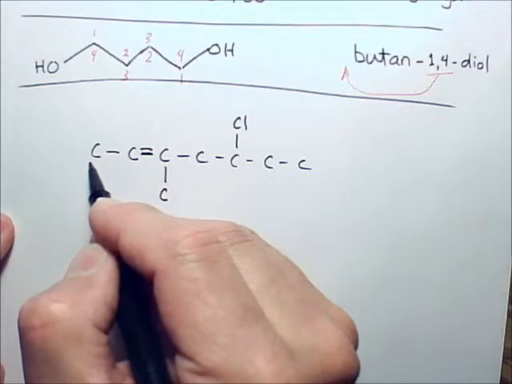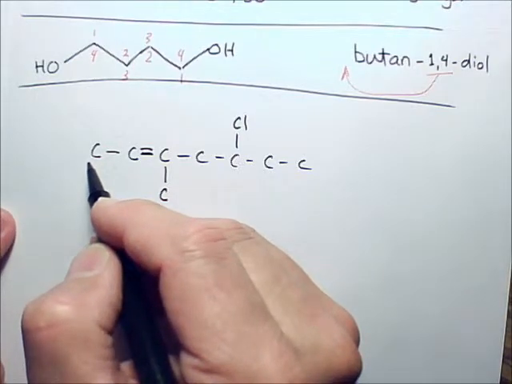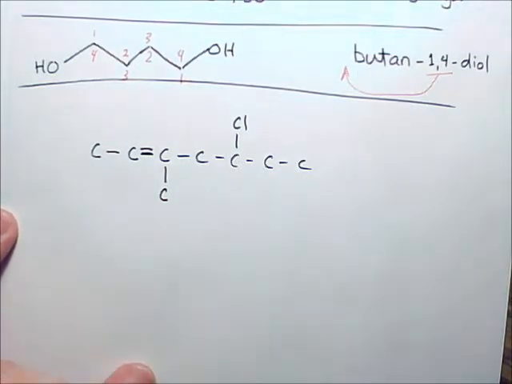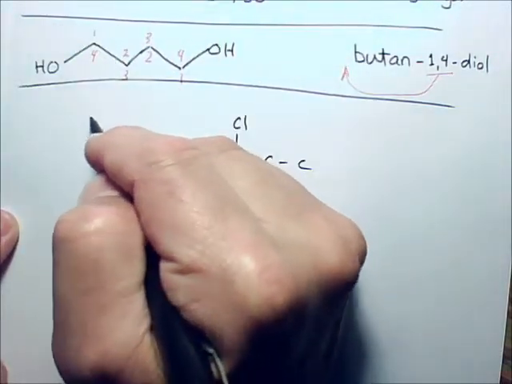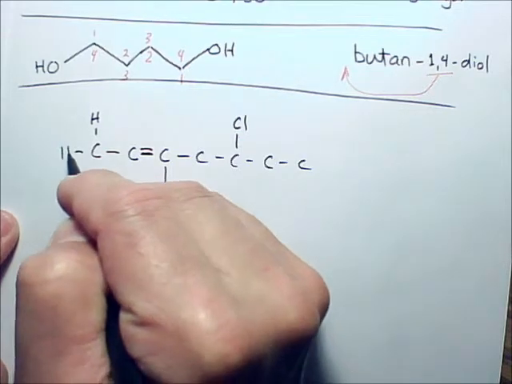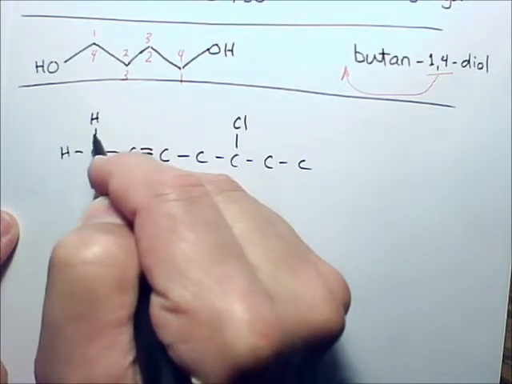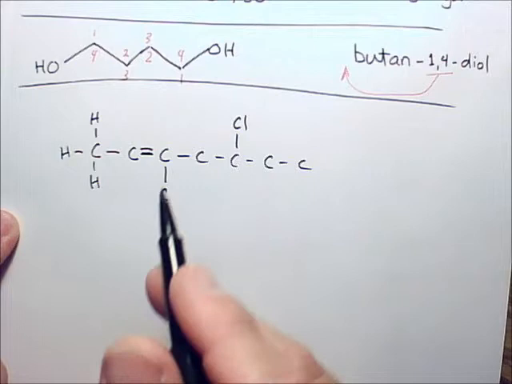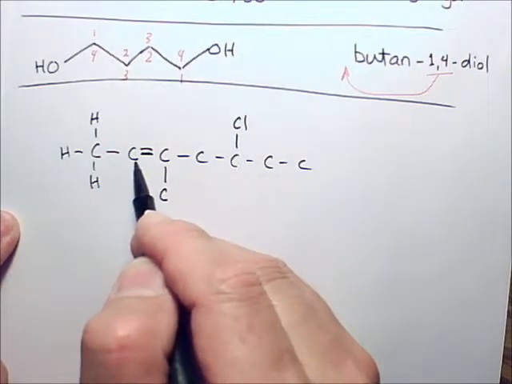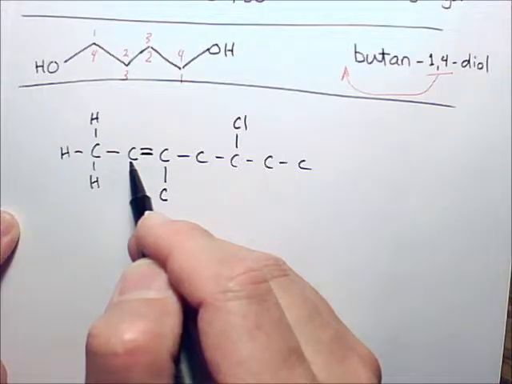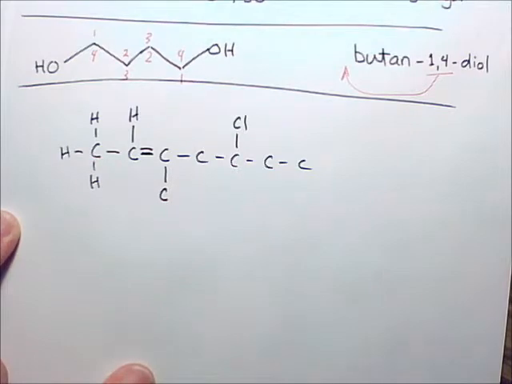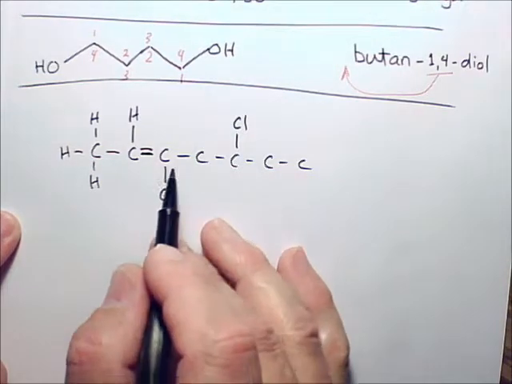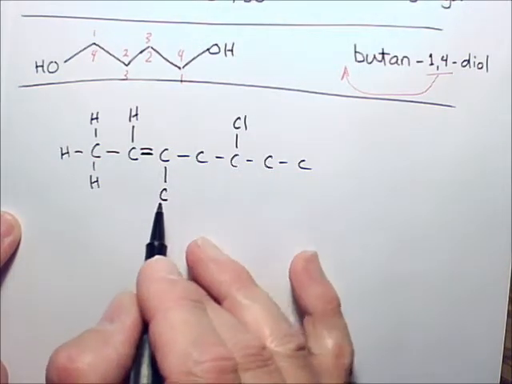Okay? How many hydrogens do I need to put on this carbon? 3. So every carbon has to have 4 bonds. So I need 3 hydrogens on this carbon. Hydrogens are the terminators. Okay? There you go. How many hydrogens on this carbon? 1. How many hydrogens on this carbon? None, because it's already got 4 bonds.